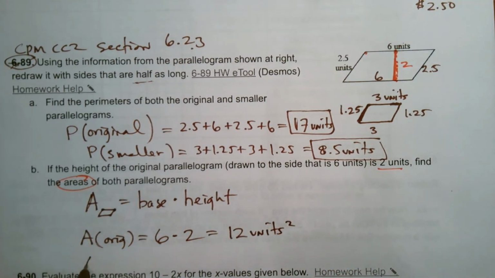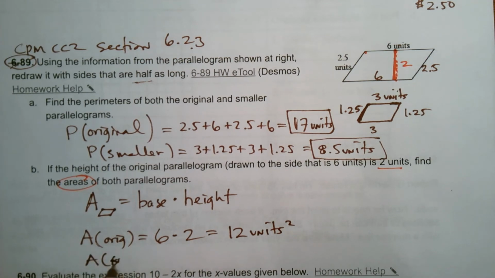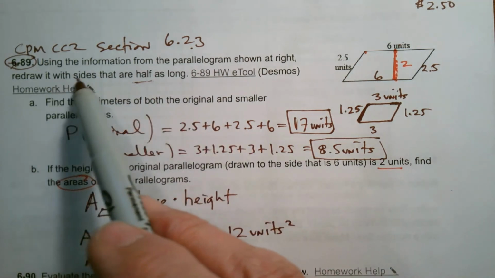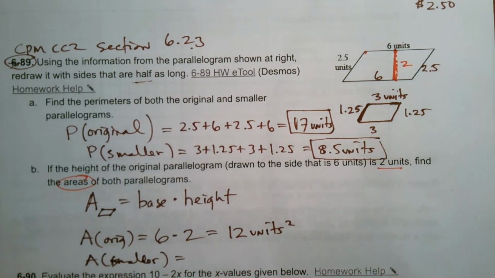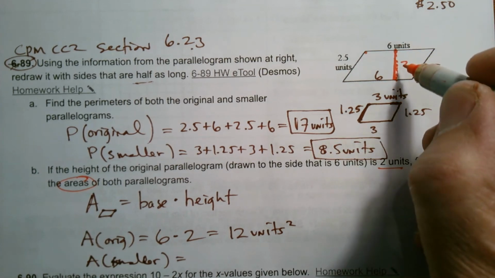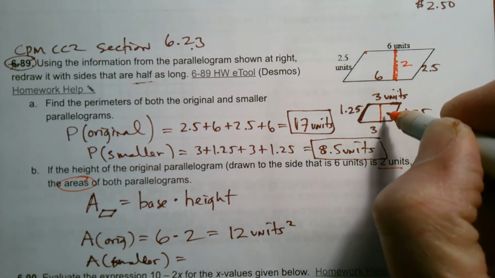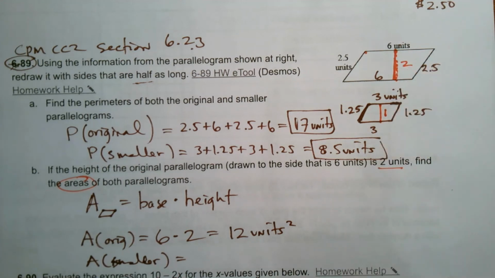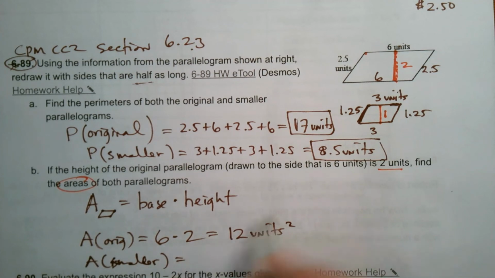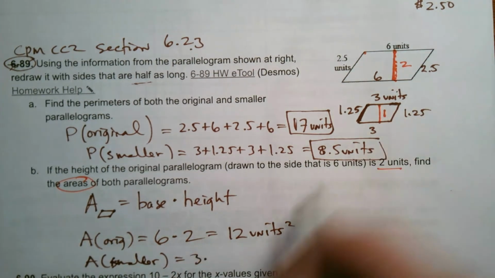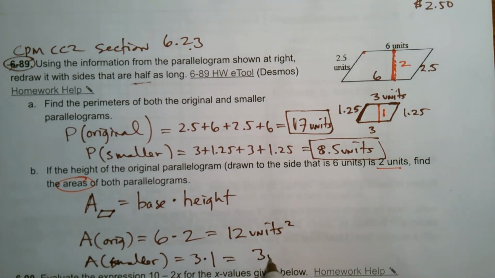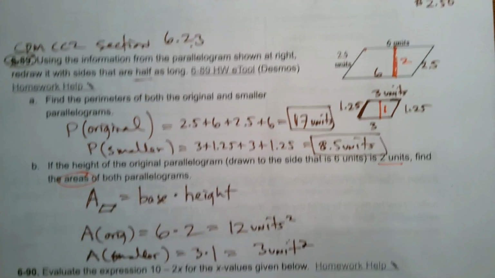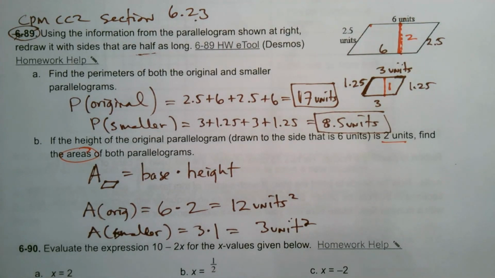How do I find the area of the new or the smaller one? Well, go back up to it: draw it with sides that are half as long. So if the height was 2 on the original, the height on the new is going to be 1, half of 2. So for the smaller, the base is 3 times the height is 1. So 3 times 1 is 3. So the area of the smaller one is 3 units squared. There we go.